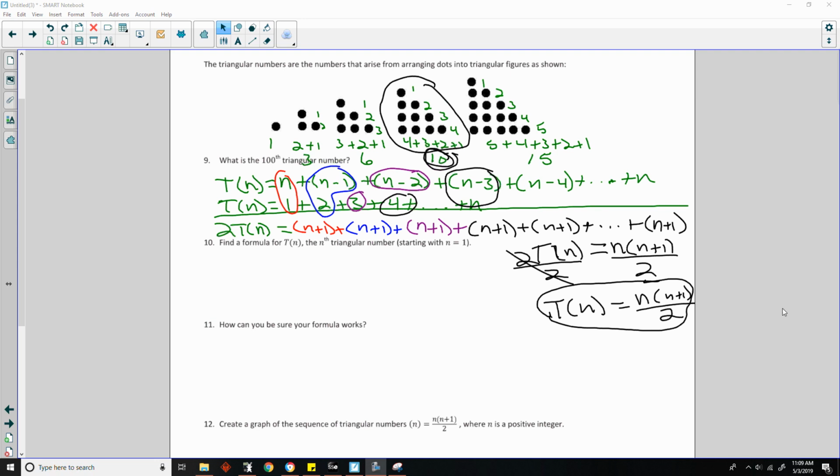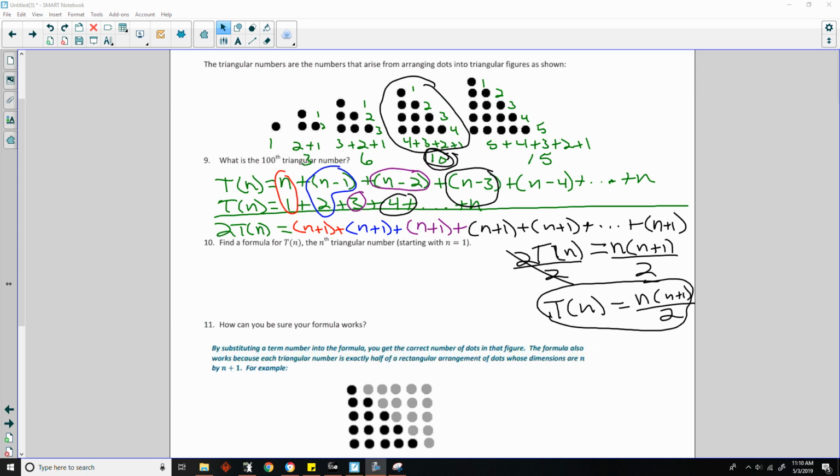Okay, it says, how can you be sure that your formula works? How can we be sure this formula works? Okay, so by substituting a term number into the formula, you get the correct number of dots in that figure. The formula also works because each triangular number is exactly half of a rectangular arrangement of dots whose dimensions are N by N plus 1, for example.